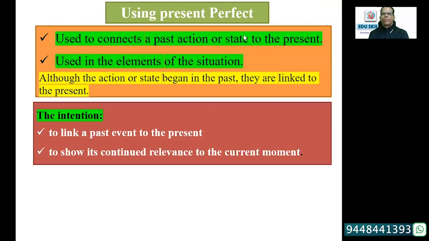Why is the present perfect used? As I said, it is a contrast to the previous present progressive. In the present progressive, there is no relation with the past. There is just contrast, dissimilarity, disassociation with the past. But here there is a clear relation to the past. It is used to connect a past action or state to the present state.